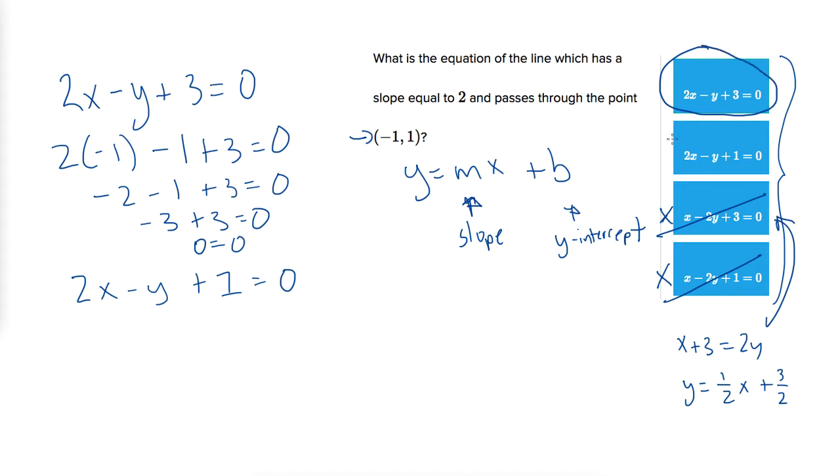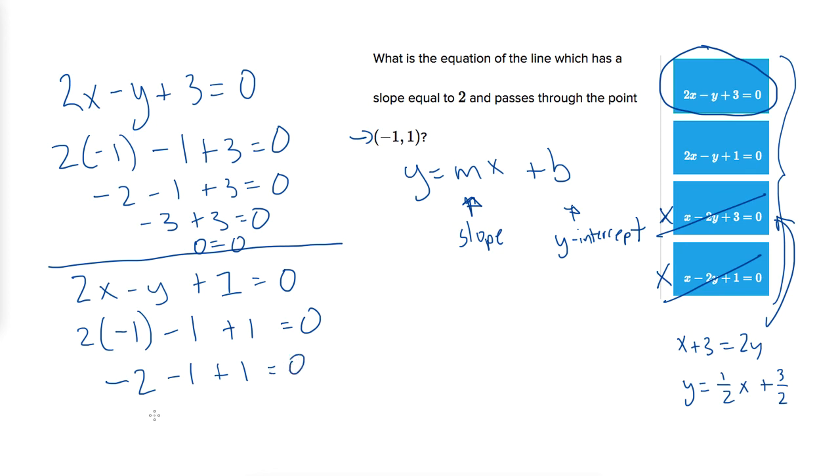Now let's just see how that is not true for the next equation. For this equation here, if we plug -1, 1 in, we get 2 times -1 minus 1 plus 1 equals 0. We can already see that's not going to be true because the only difference between these two is that one of the numbers is changed. That gives us -2 minus 1 plus 1 equals 0, which is -2 equals 0. That is not true, and therefore that point doesn't work with this equation. So the first answer choice is correct.